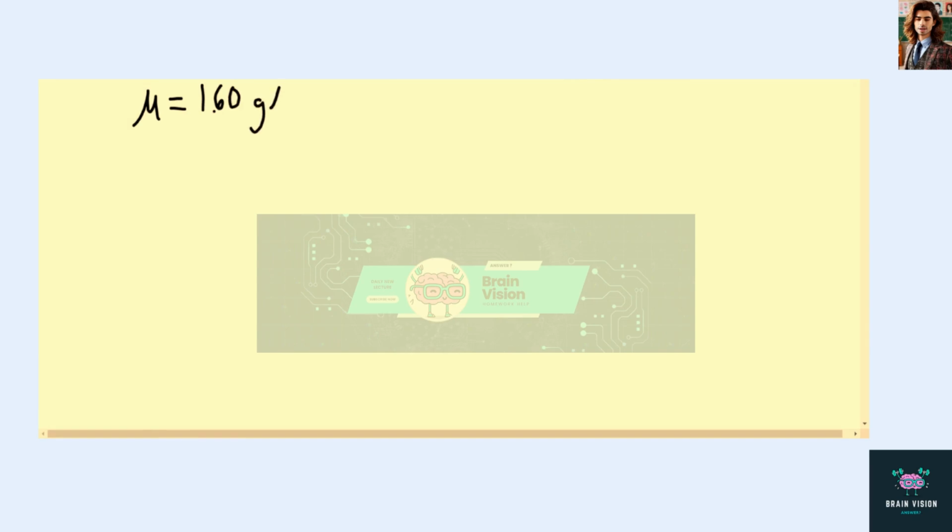Okay, so in this problem, we have a string whose mu has a value of 1.60 grams per meter. And so that's the same as 0.00160 kilograms per meter. And then we're also told that it is held between two clamps at a length of 48.0 centimeters, which is, of course, 0.480 meters. And then we're told that it is put under tension that is variable over time.